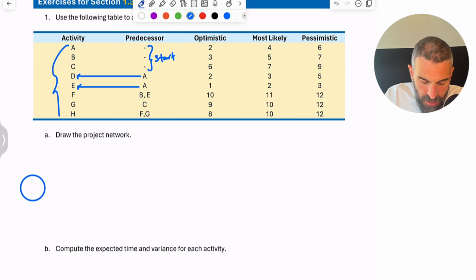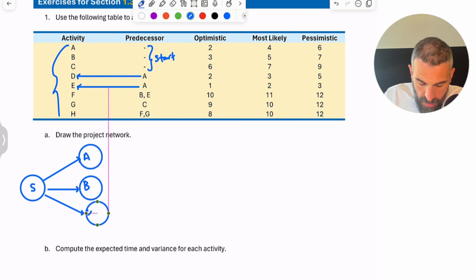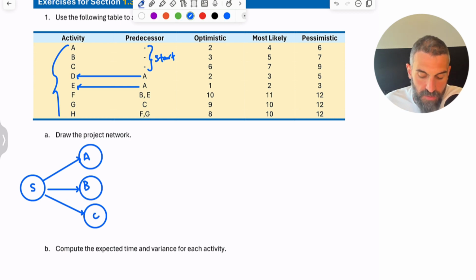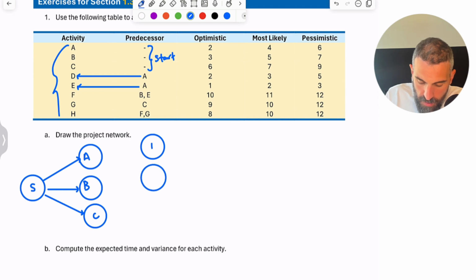So we're going to start here, put S for start, and we've got A, B, and C. You can put circles around them if you want. Okay, there you go. Let's just center that a little bit. Great. Then A goes to D and E. So I know that I've got both D and E coming after A. So that's good.